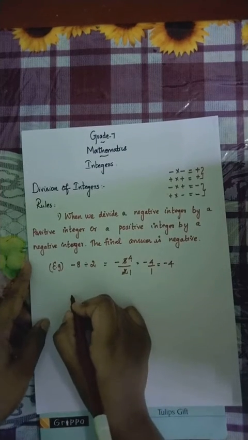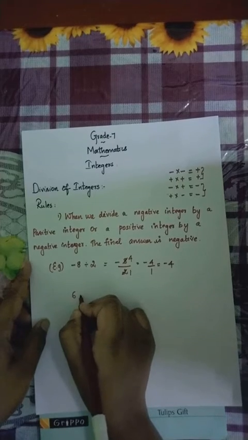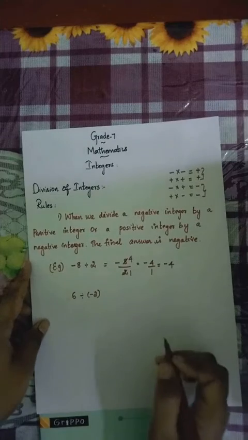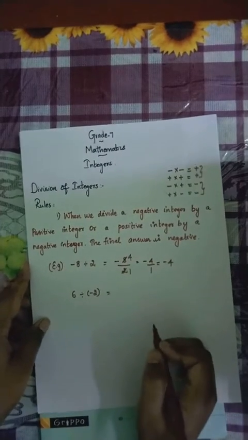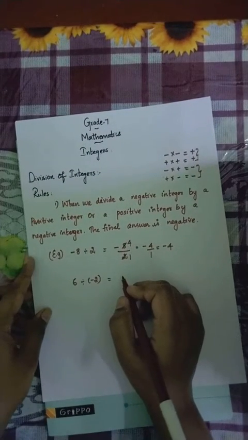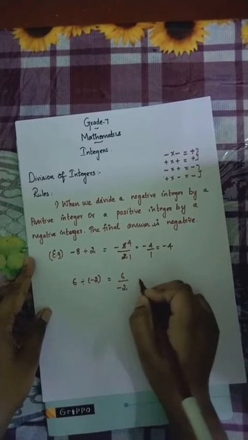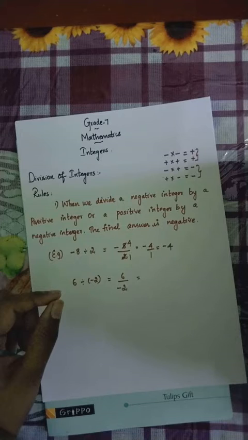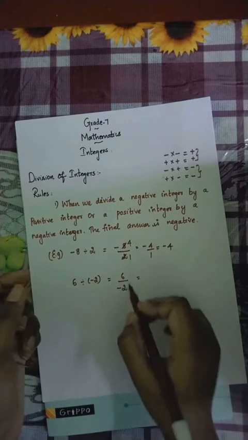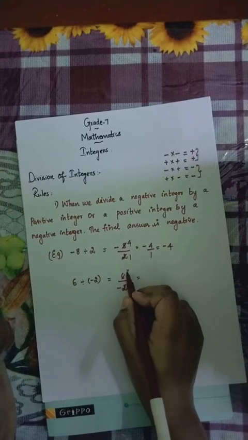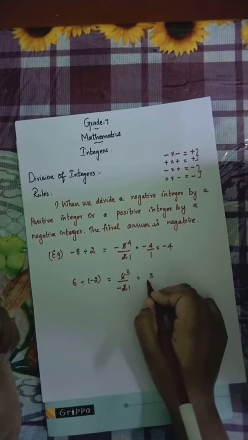That is 6 divided by minus 2. First, divide the numbers. 1 2 is 2, 2 2s are 4, 3 2s are 6. So cut and write 3. So 3 by minus 1.